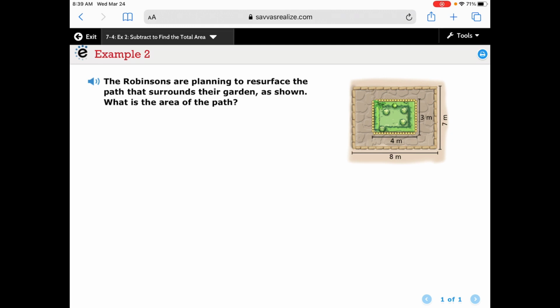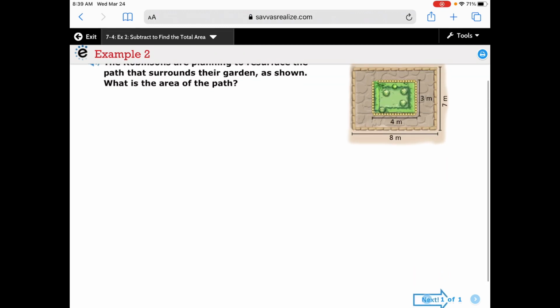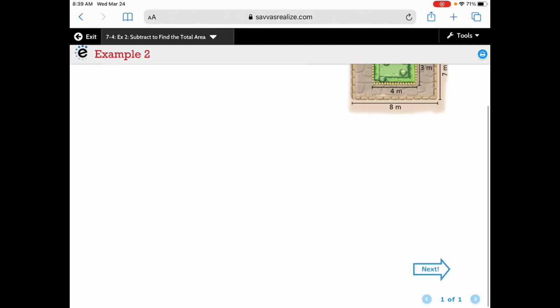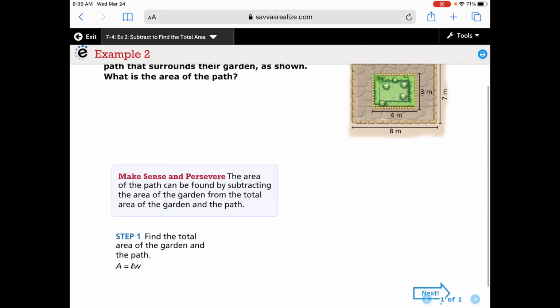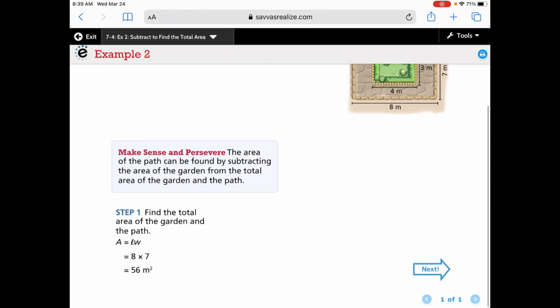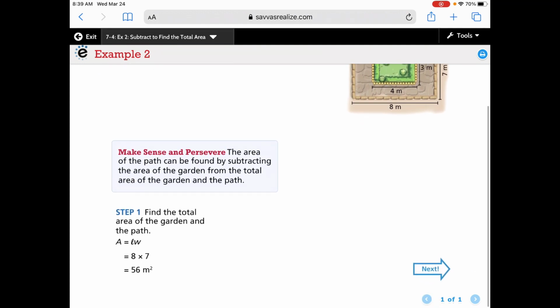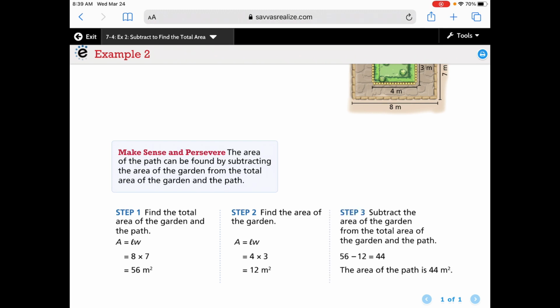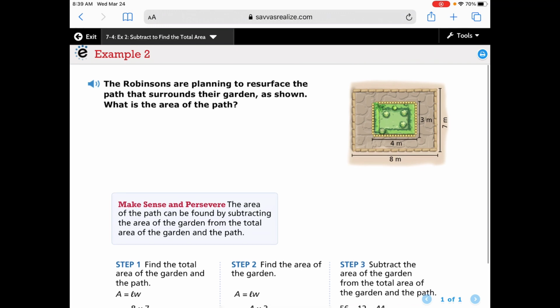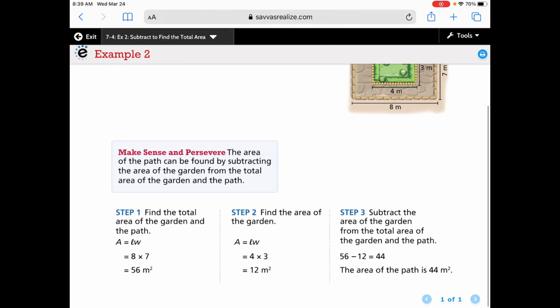So this is a good problem, because we're actually going to take something out. We don't actually need that garden in between. So what we're going to do is we're going to multiply the 8 times 7. All right. So that is 56. That's the total area. But we don't need the garden inside. So we do 4 times 3, which is 12. We're going to pull that part out. So we're going to do 56 minus 12, which is 44. So the path is actually 44 meters.